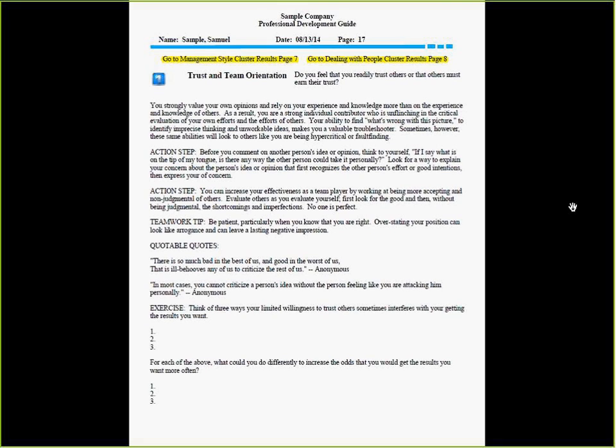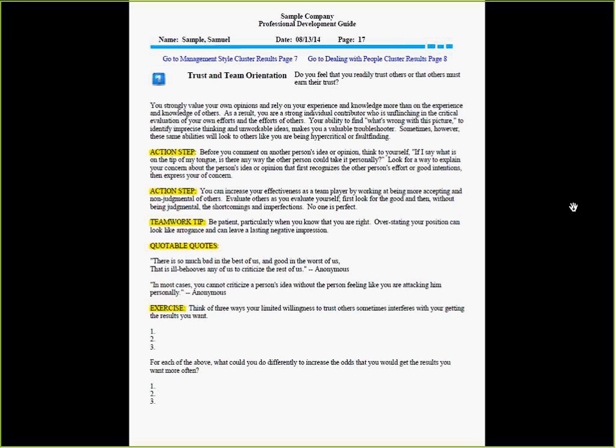At the top of the page, there are active links and page numbers that will take the reader back to the management style page or to dealing with people page. Underlying preferences may affect more than one behavior cluster area. If so, there will be more than one link here. Detail about what this person said about his or her preferences with respect to trust and teamwork are provided. Remember, this information is based on how this person answered questions on the Helm questionnaires.